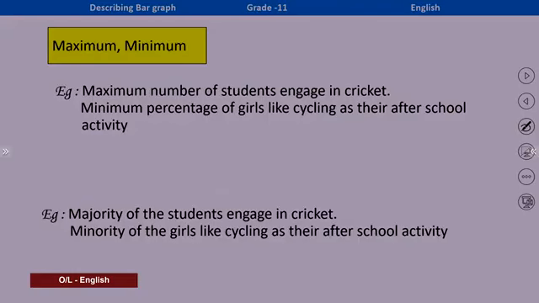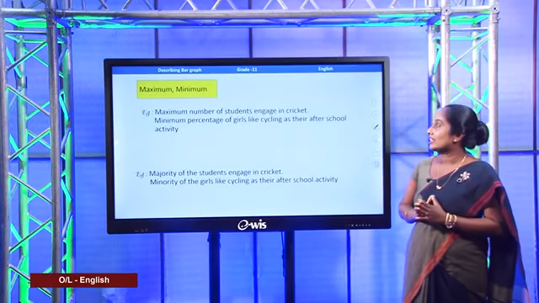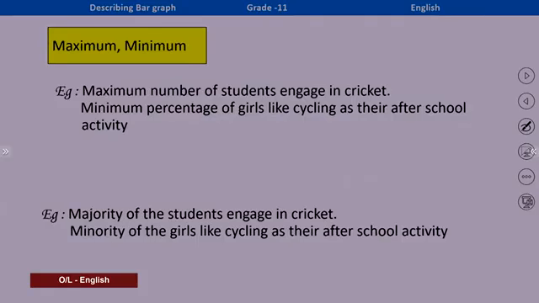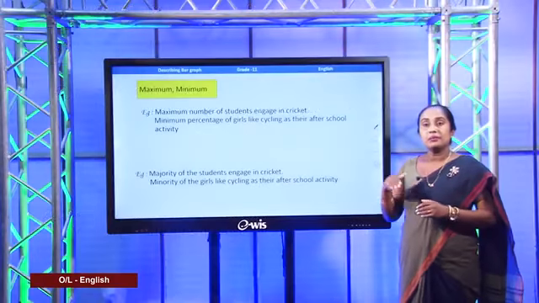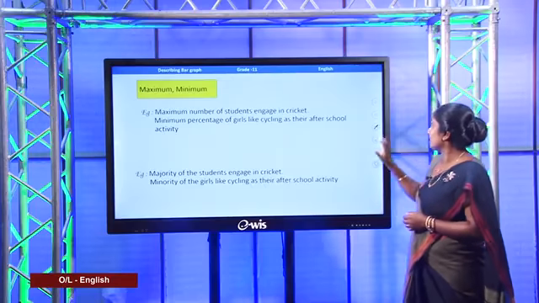Maximum and minimum. Look at the example first. Maximum number of students engage in cricket. Maximum means a lot. A lot of students engage in cricket. Right? Minimum. Minimum percentage of girls like cycling as their after school activity. In maximum, you can see a lot of students, and in minimum, you can see a few students. Okay? Now let's move on.